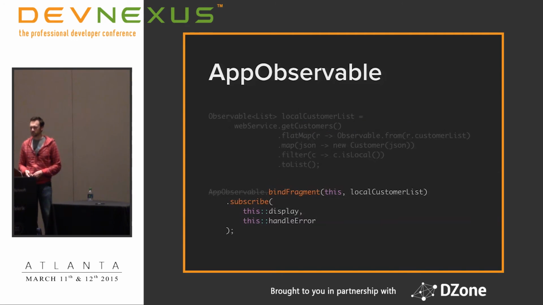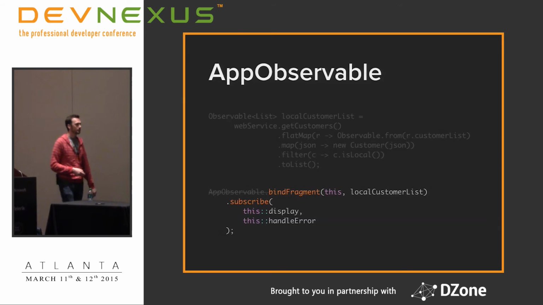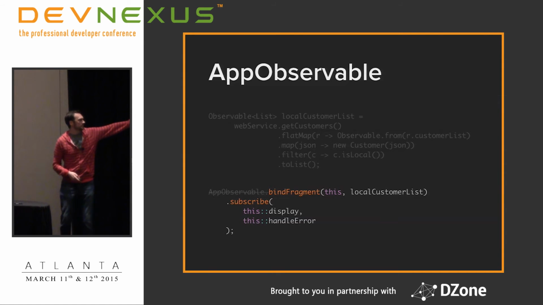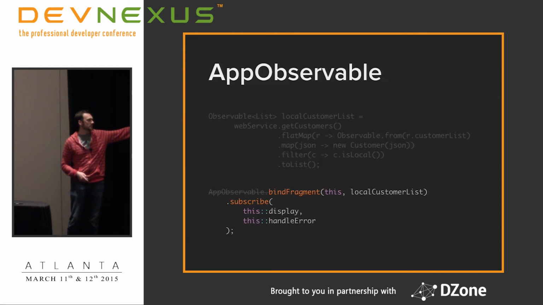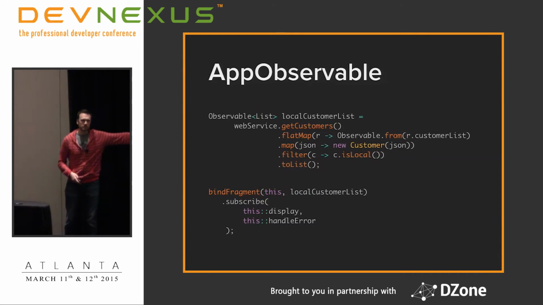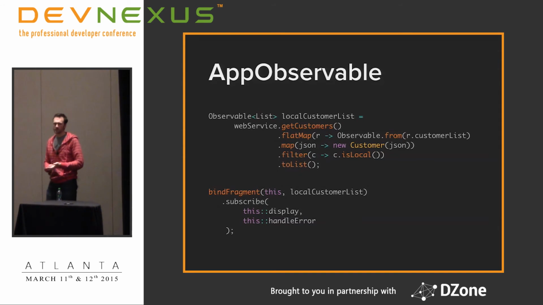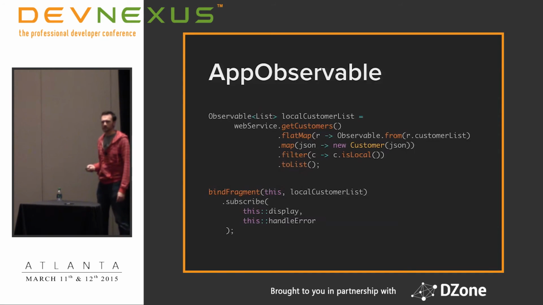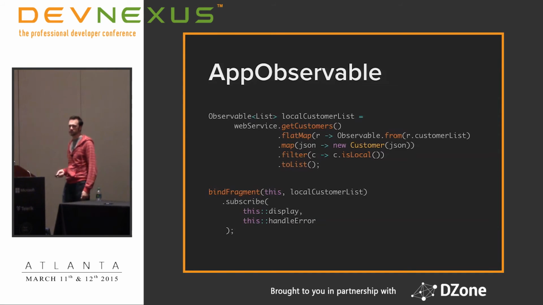So you end up back to where we were, where all you're saying is, hey, I just want to subscribe to this thing. And you can also use a static import to get rid of this and clean up the code, so maybe the usage actually looks like this inside of your fragment. You're just saying, I want to bind this fragment to this observable and subscribe to it. And then pass along the results to some methods that do something interesting with it. Put it on the screen, handle the error, and so on.